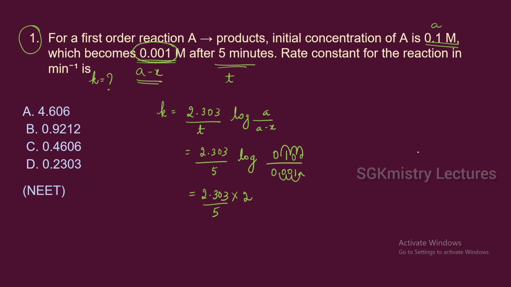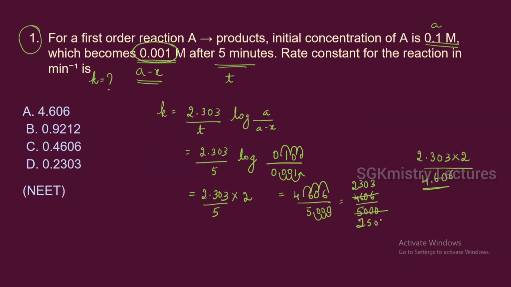Now I can take it as 2.303 into 2. 2 3s are 6, 2 2s are 4. So we have 4.606 divided by 5. I can shift the points here. Here also I shift the points. So 4606 divided by 5000. So I can again cancel it out, and we get 2303 by 2500. So this is how I do the simplification.